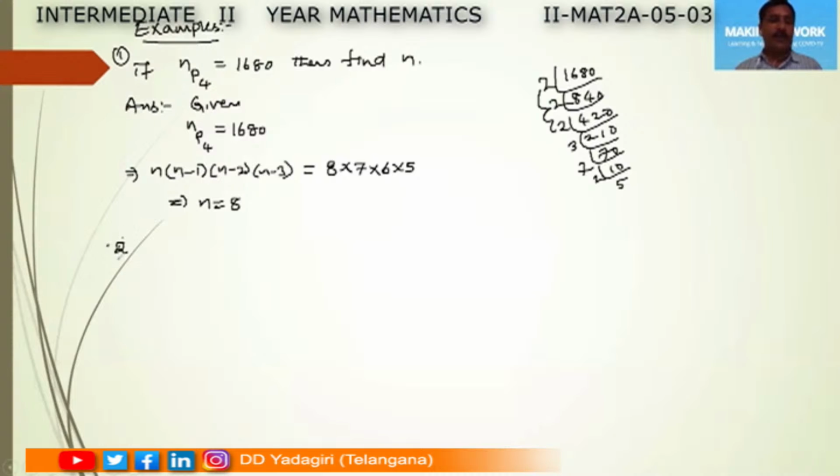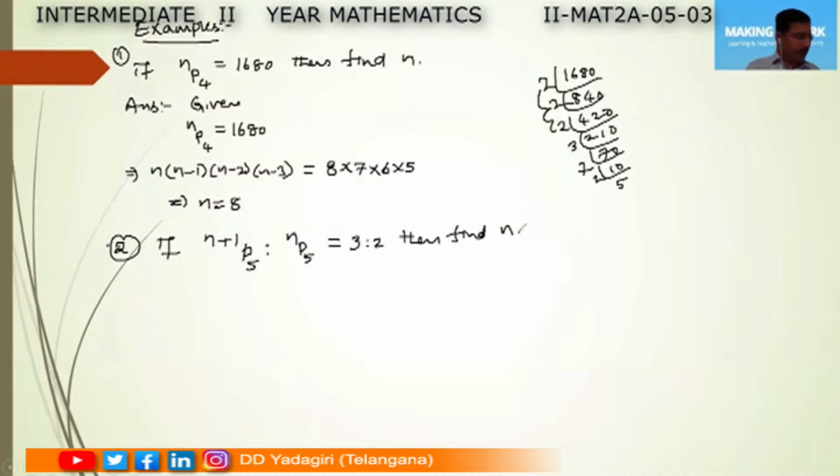And the second example: if (n plus 1)P5 to nP5 is equal to 3:2, then find n. This is the second example. Now, let us see the answer.